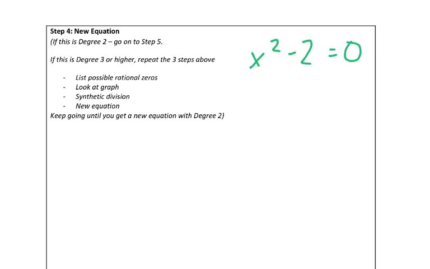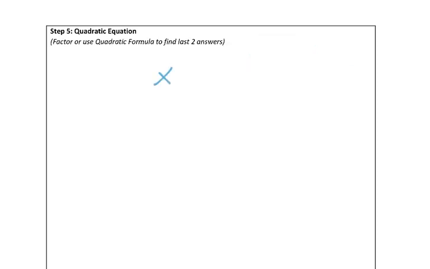So this step says, check to see the degree. If the degree is 2, then we get to go on to step 5. If the degree is 3 or higher, then we have to go up and keep repeating. Well, here my degree is 2, so I get to go on to the next step. So here I have x squared minus 2 equals 0.